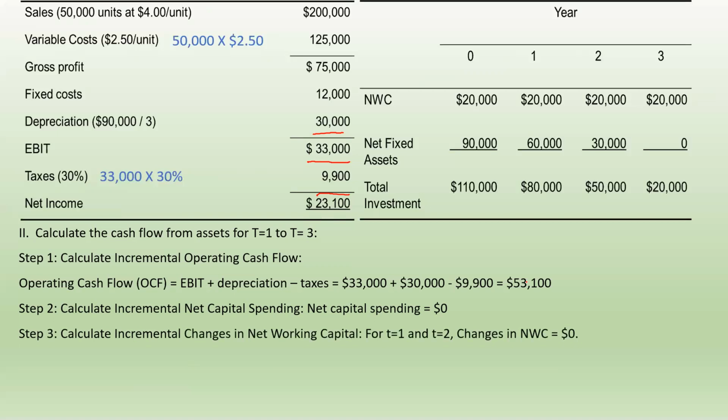The incremental changes in net working capital for t equal to 1 and 2, there's no changes in net working capital. You can see it's 20,000 for year 1, and for year 2 it's 20,000. 20,000 minus 20,000 is 0. So changes in net working capital is 0. From year 2 to year 3 is 0. And for year 3, finally, at the beginning, it's 20,000. But then at the end, this is the beginning of year 3.